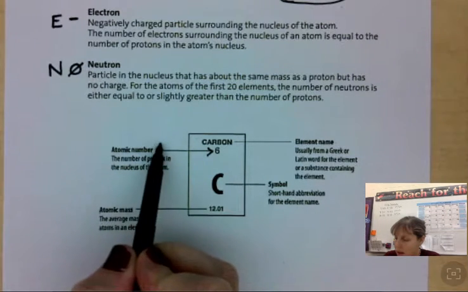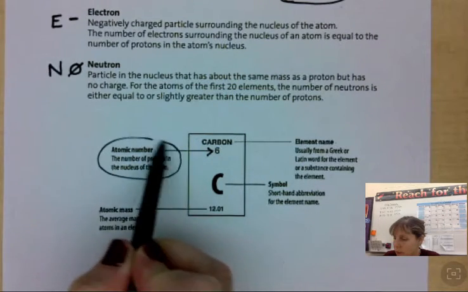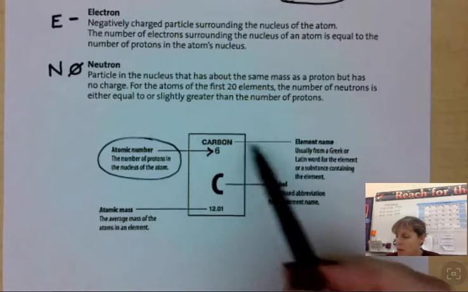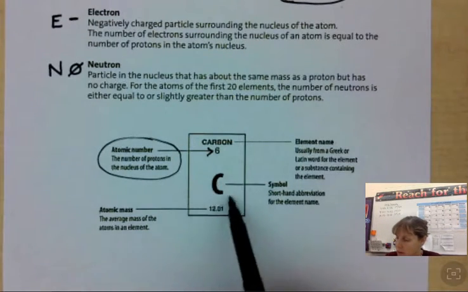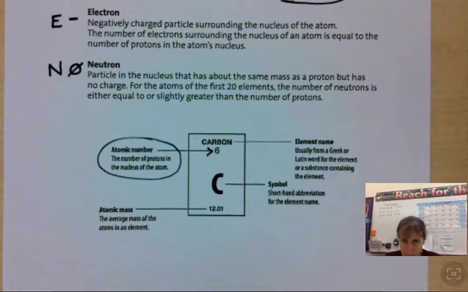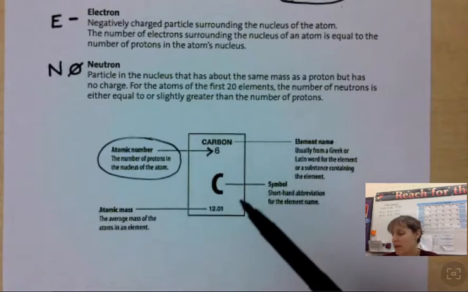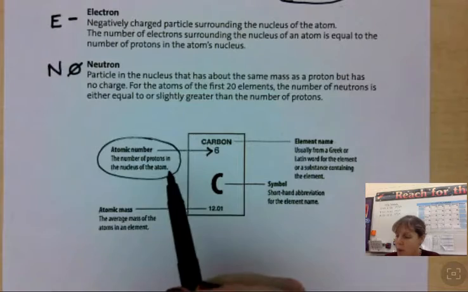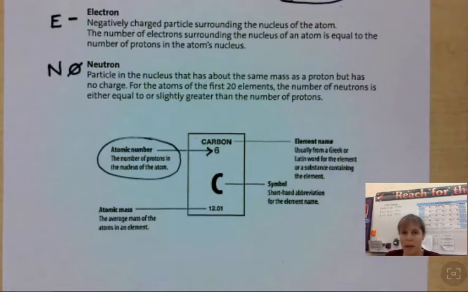So remember, the atomic number is the number of protons in the nucleus of an atom. So at the top, of course, this is the element name. Of course, C is the symbol, and the atomic mass is on the bottom. Some periodic tables have the atomic mass and the atomic number in a slightly different position, but always remember to look for the atomic number.